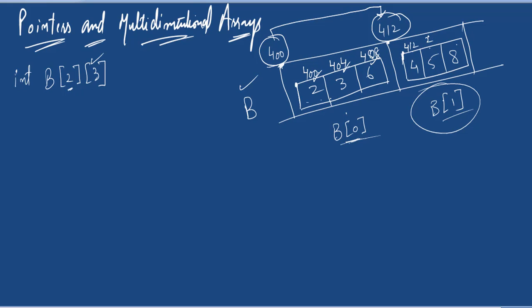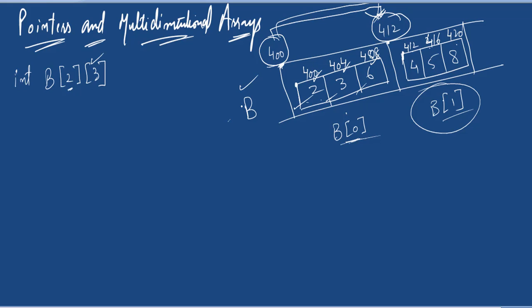This is 416 and this is 420. This is 4 bytes plus 4 bytes plus 4 bytes, it is 12 bytes. So there is a 12 byte change from here to this location. Coming back to the point, as we know, the name of an array returns the address of the first element of an array. If I am writing here B, it will return me the first address of an array.